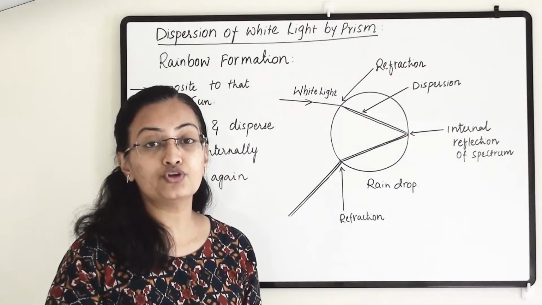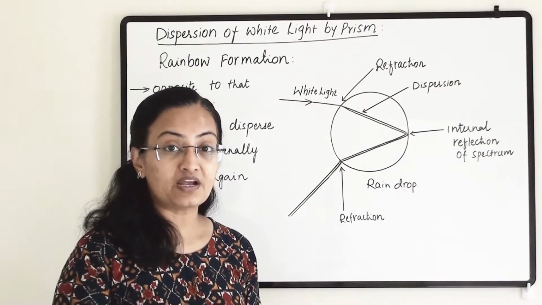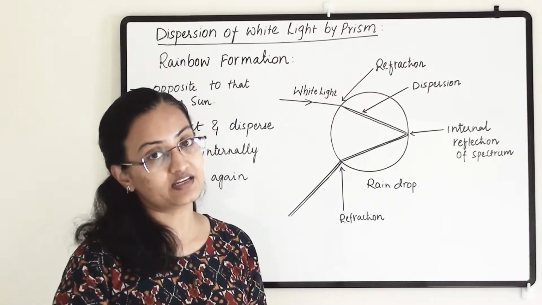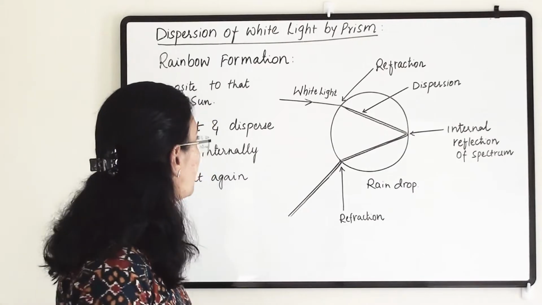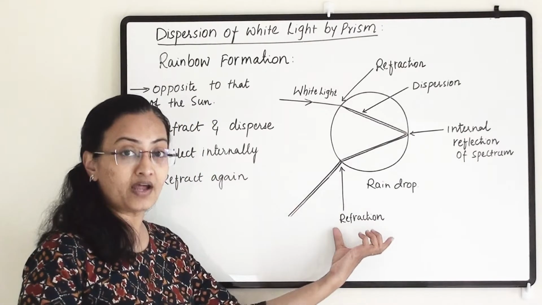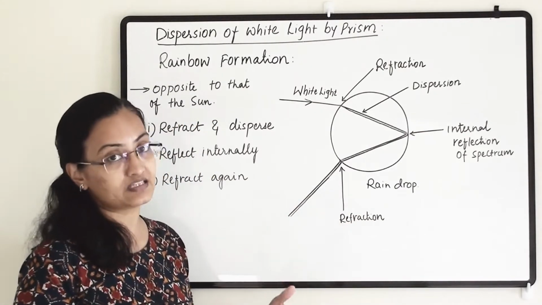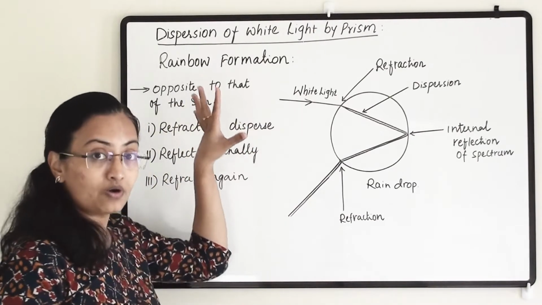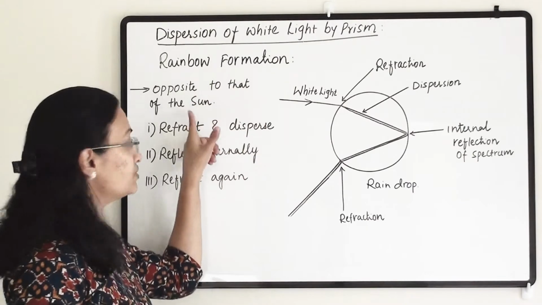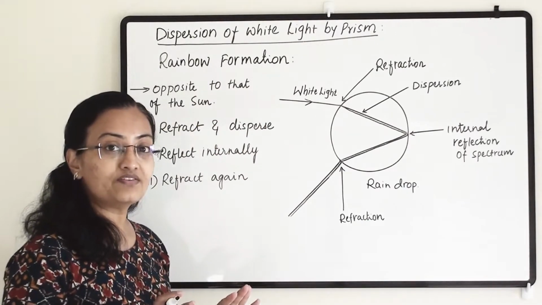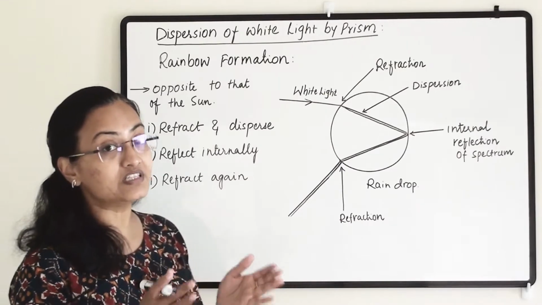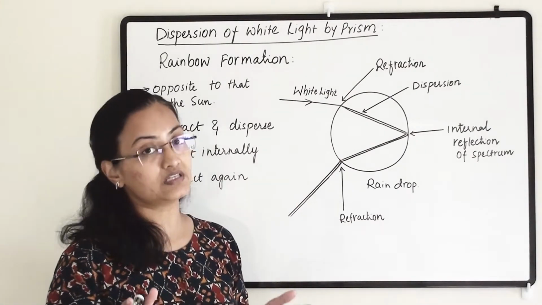In my previous videos we have seen how refraction through a prism happens and how a prism will disperse the white light band. Now here we are going to understand how the tiny raindrop will act as a prism. So this rainbow formation will always happen opposite to the sun. All the sun rays passing through the water droplet will disperse and it will give us a rainbow.